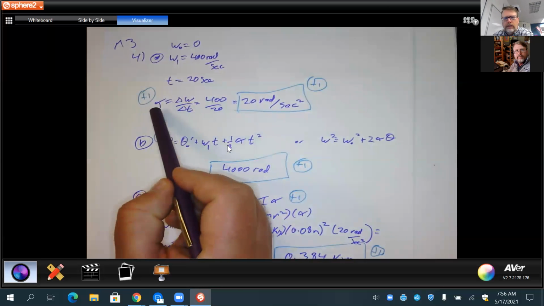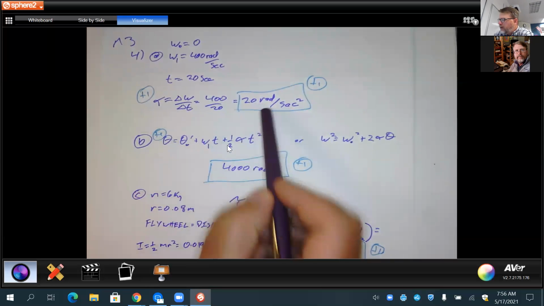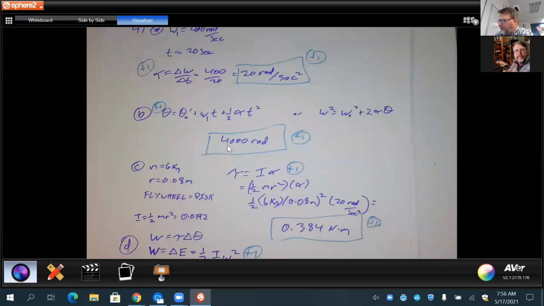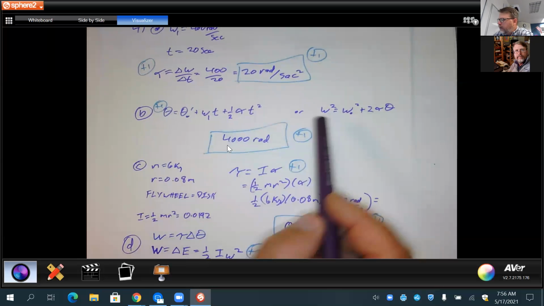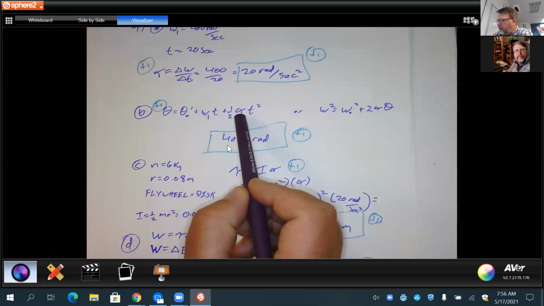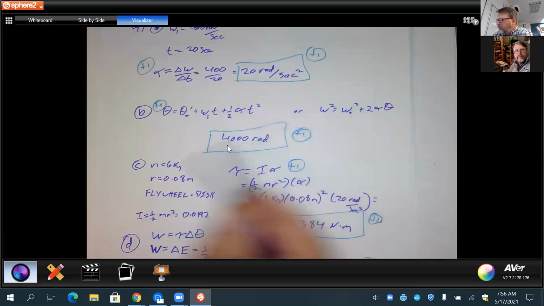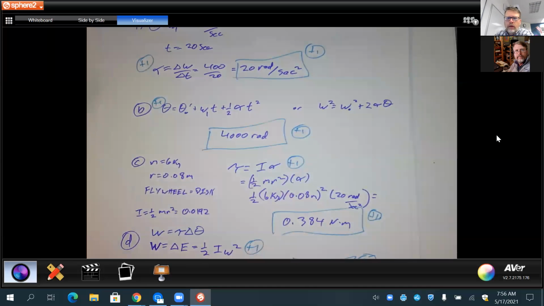So we have our angular acceleration as our change in velocity over change in time. We saw a lot of success on this one. Second one, you could solve either way here. Now we know our velocities, we know our acceleration, we know our time. So you have some choices. Either way, you should get the same answer.